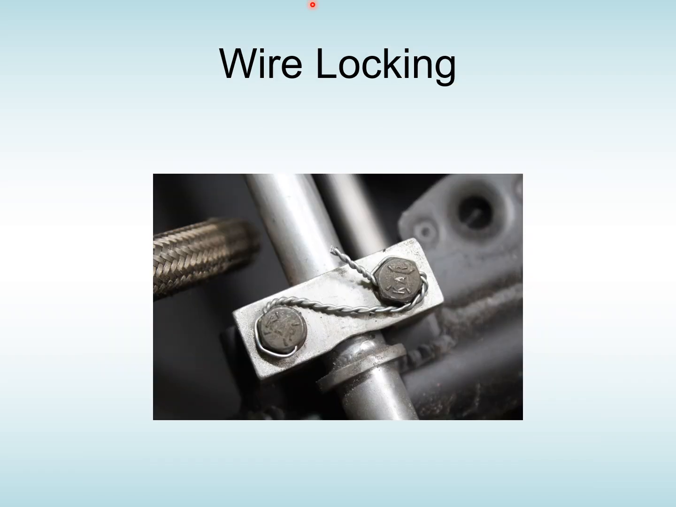Another way of stopping bolts from coming undone is wire locking. And if you see here, the bolt heads are drilled, and wire, typically stainless wire, or it can be soft iron locking wire, put in and twisted. And if you look at the way that they're done, it would stop the bolt from undoing.